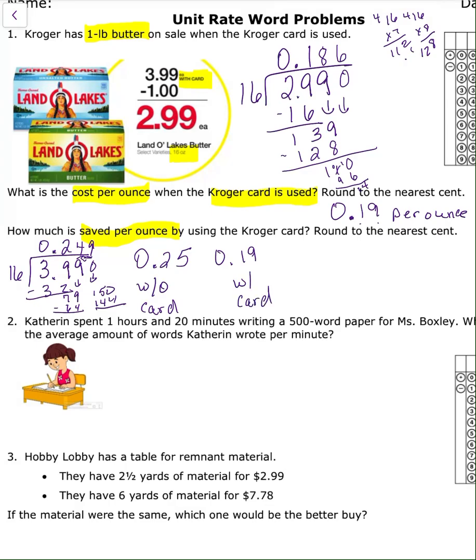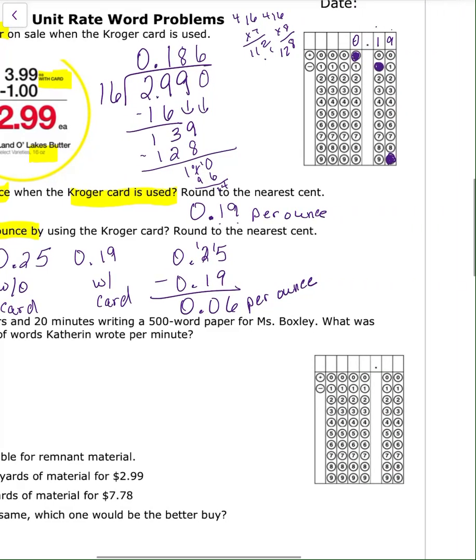So how much is saved per ounce? So we would have to figure how much was saved. We would have to add them. No, subtract, right? We would have to subtract. So we're saving 6 cents per ounce. So I wonder, what I said at the beginning, if we took $1 and we divided it by 16, if we would get 6 cents. I'm going to do that on the calculator.